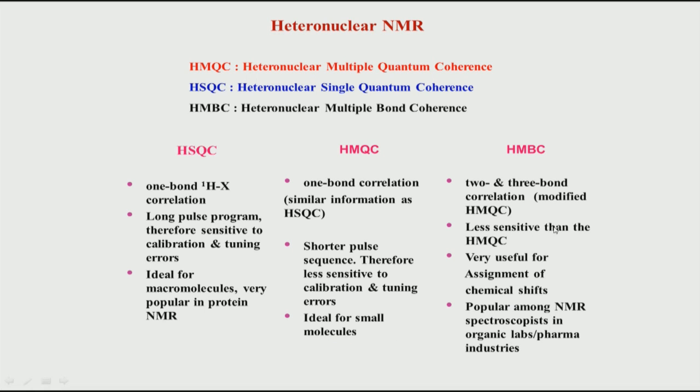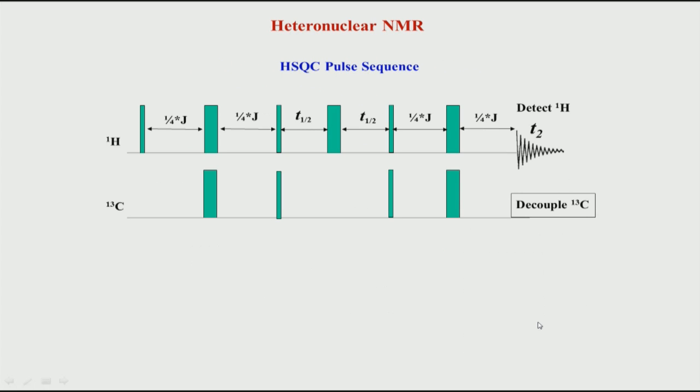Coming to HMBC, where is its use? It is useful again for assignment, but it also helps to get the connectivity information which you do not get from these two experiments. As we saw, it is more for long range interaction information rather than short range. This is a very popular experiment among spectroscopists and typically it is used in organic chemistry labs and pharmaceutical companies. So, let us start by looking at what an HSQC experiment is.